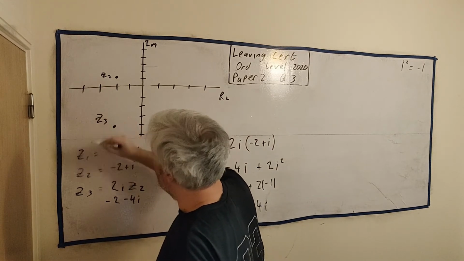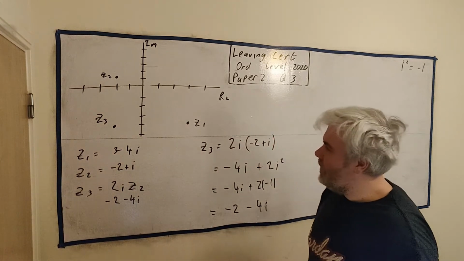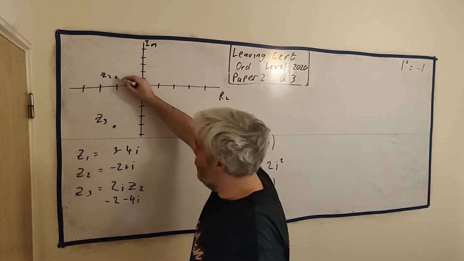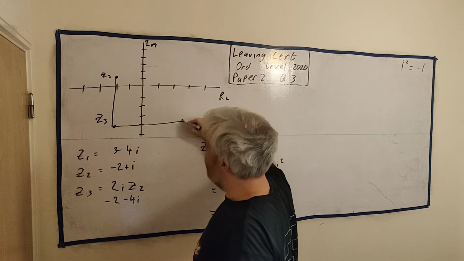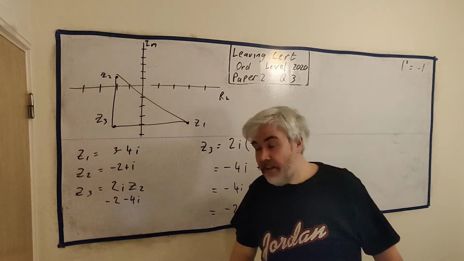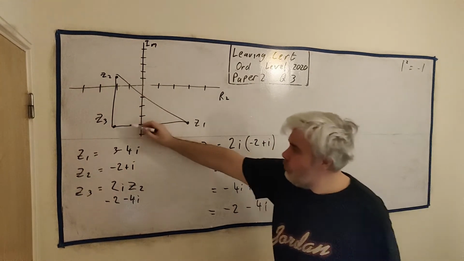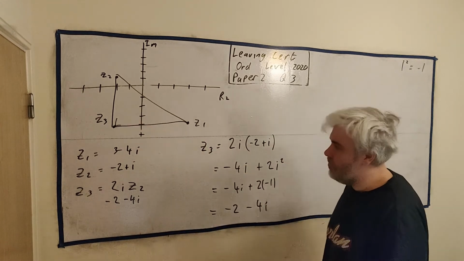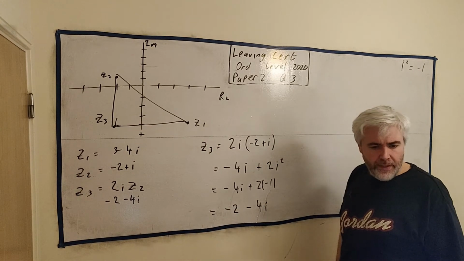And then we get minus 2 minus 4i is down here. That is z3. Just be warned, they sometimes ask you about the shapes here or the lengths here, anything like that. They didn't in this case, but it was a right angle triangle, which I find a little interesting.